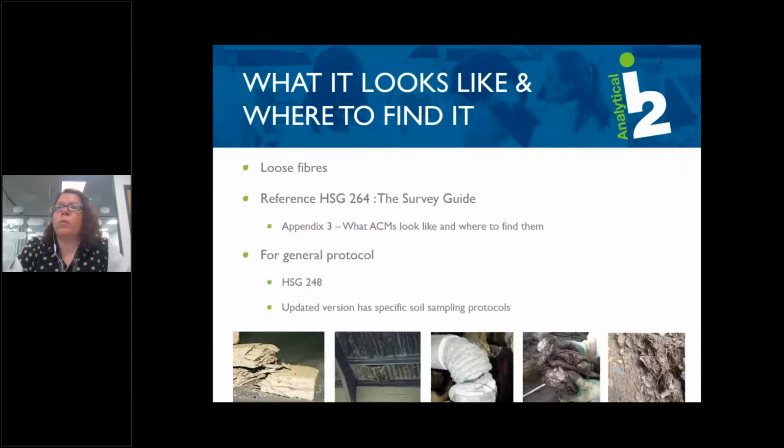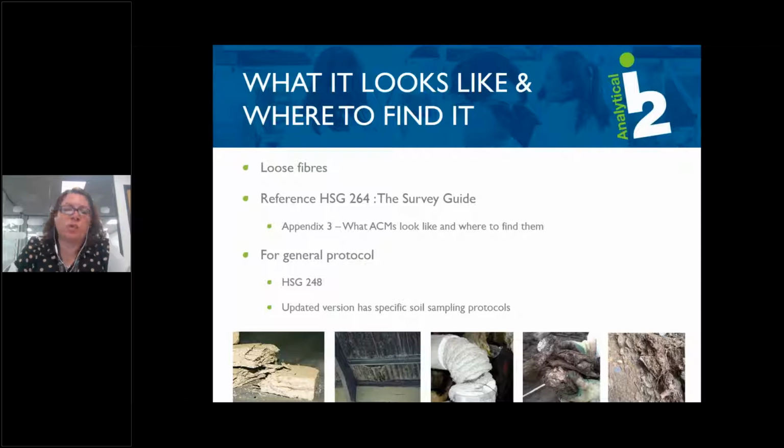So what it looks like and where to find it. These are some slides that a former colleague of mine called Asbestos in the Wild. So these are asbestos: you've got some cement, you've got some roofing, you've got lagging. But for a laboratory, what we normally end up finding is the stuff in the bottom right-hand corner, which is largely unattributable to its original form.